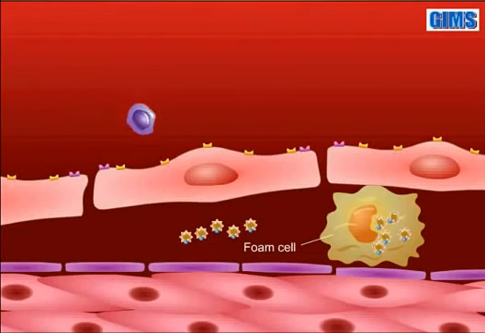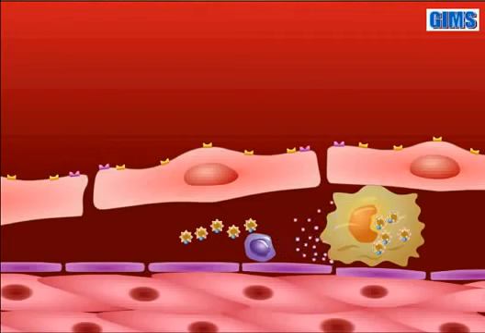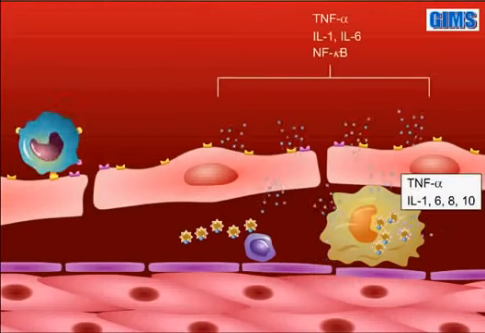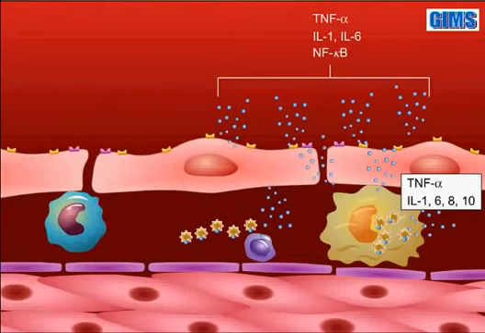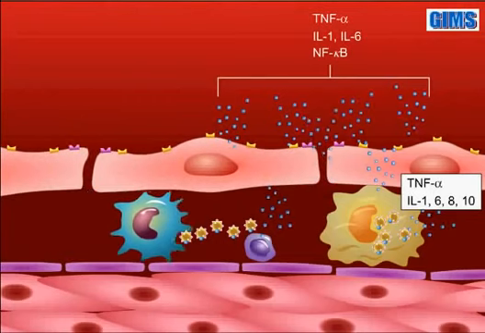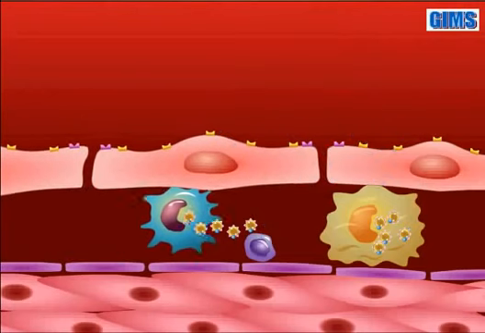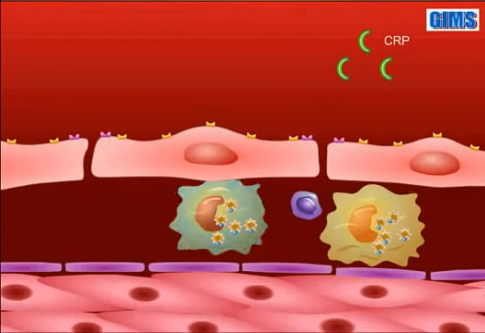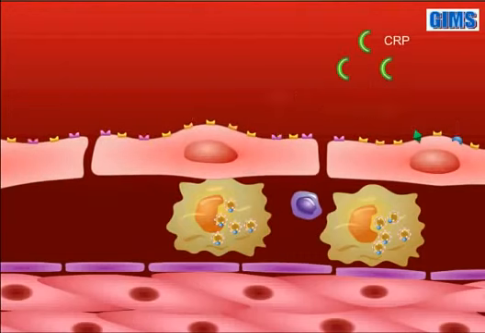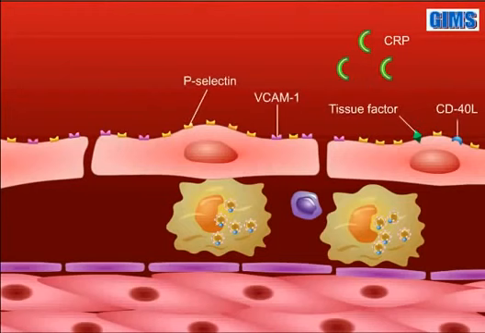Macrophages are also involved in T cell activation. Activated T cells in turn secrete TNF alpha and IFN gamma, which amplify the inflammatory response. Macrophages, foam cells, and endothelial cells continue to release cytokines, activating monocytes and T lymphocytes. Endothelial cells express adhesion molecules such as VCAM1 and P-selectin, as well as tissue factor and CD40 ligand.